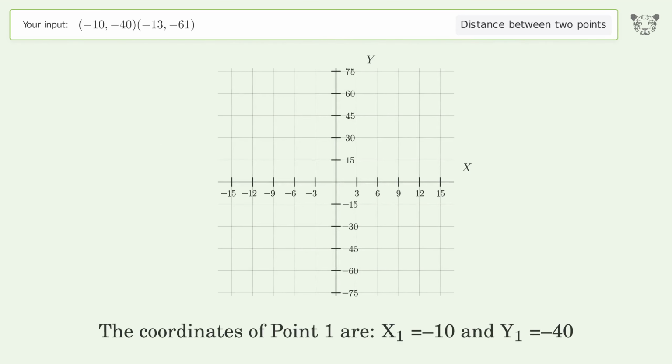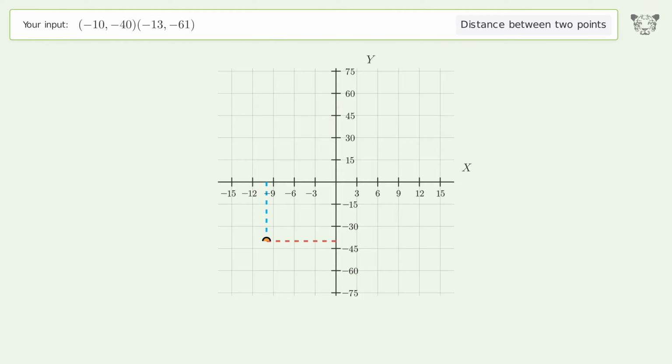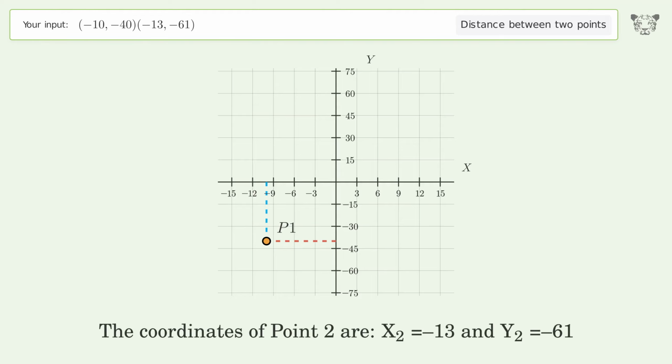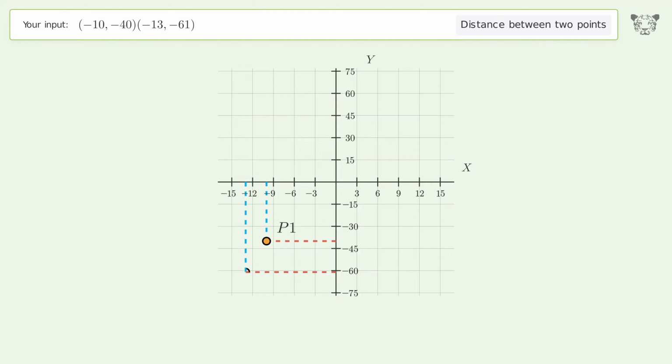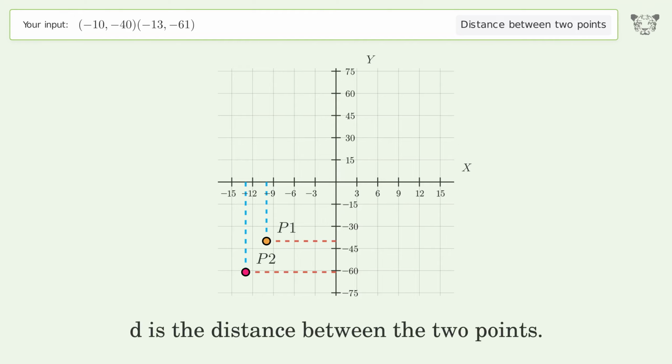The coordinates of point 1 are, x1 equals -10 and y1 equals -40. The coordinates of point 2 are, x2 equals -13 and y2 equals -61. D is the distance between the 2 points.